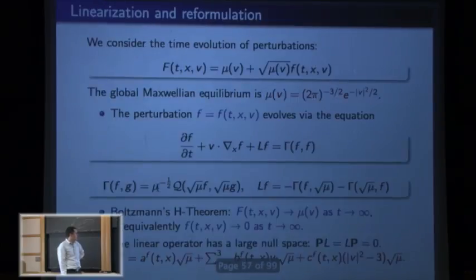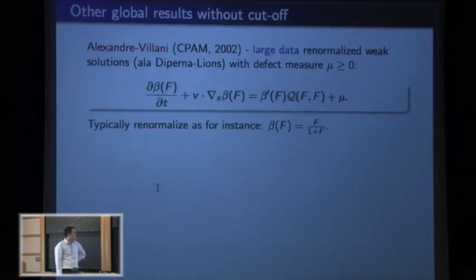Okay, I fast forward slower than I want. So there are not that many results with a cutoff other than ours. There's this old paper of Alexandre and Villani in CPAM 2002. They have large data, renormalized weak solutions up to a defect measure. Some people call these DiPerna-Lions renormalized solutions, other people don't. But there's a defect measure here, mu, that has a sign. It's not known how large it is. So you have to renormalize by this kind of a beta factor, and you have a weak solution. And this is what you can do for large data.